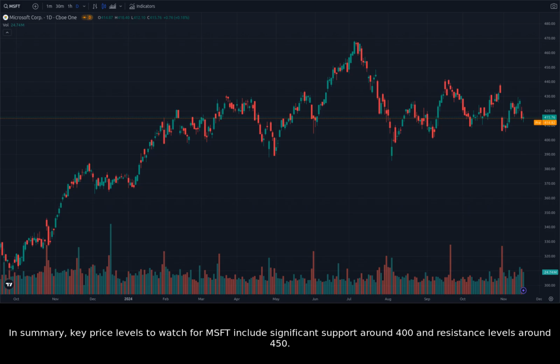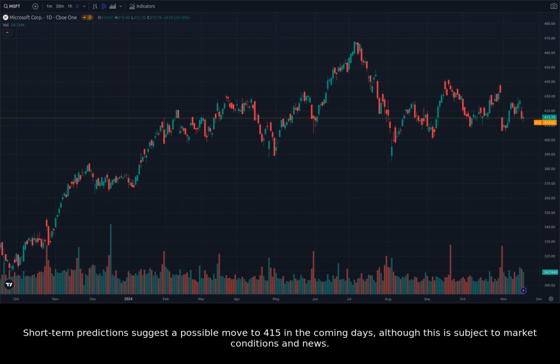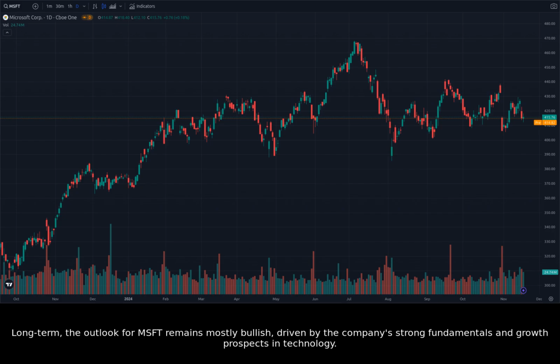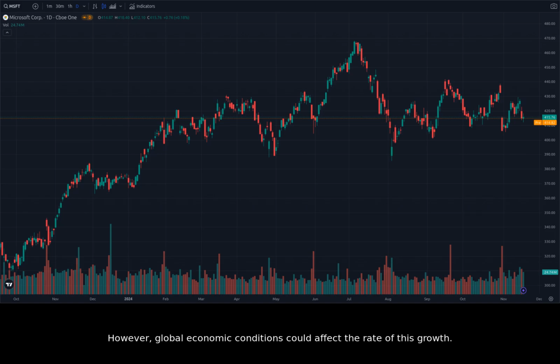In summary, key price levels to watch for Microsoft include significant support around 400 and resistance levels around 450. Short-term predictions suggest a possible move to 415 in the coming days, although this is subject to market conditions and news. Long-term, the outlook for Microsoft remains mostly bullish, driven by the company's strong fundamentals and growth prospects in technology. However, global economic conditions could affect the rate of this growth.